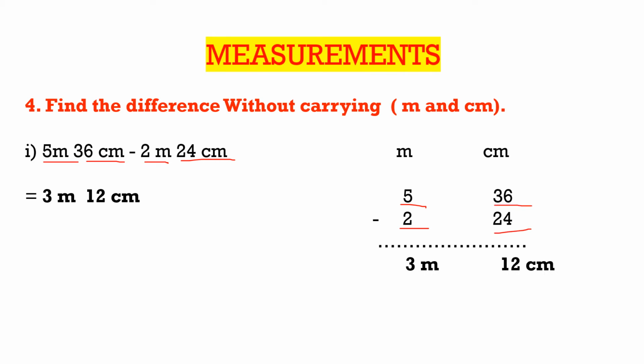First subtract in centimeter column. 6 minus 4 is 2 and 3 minus 2 is 1. We get 12 centimeter. Next move to meter column. 5 minus 2 equal to 3 meter. We get 3 meter 12 centimeter.